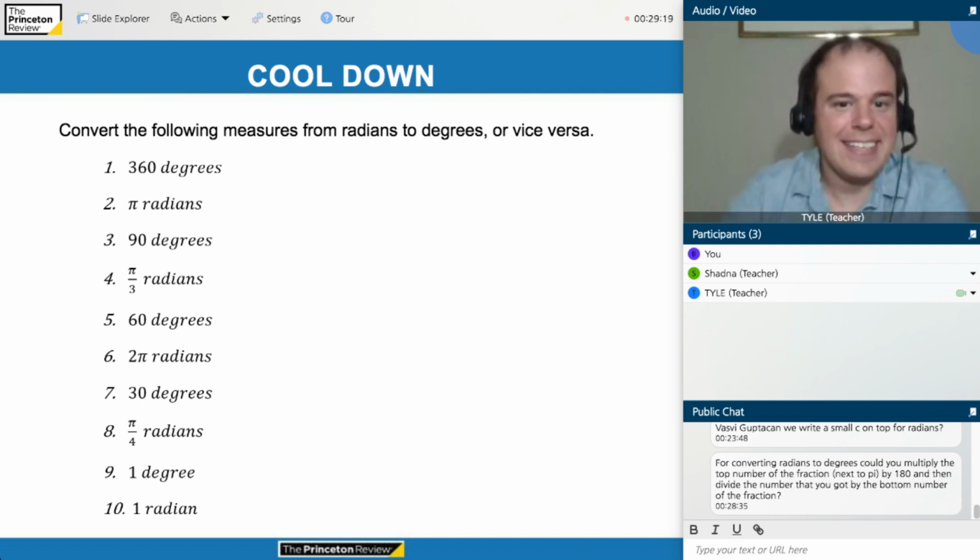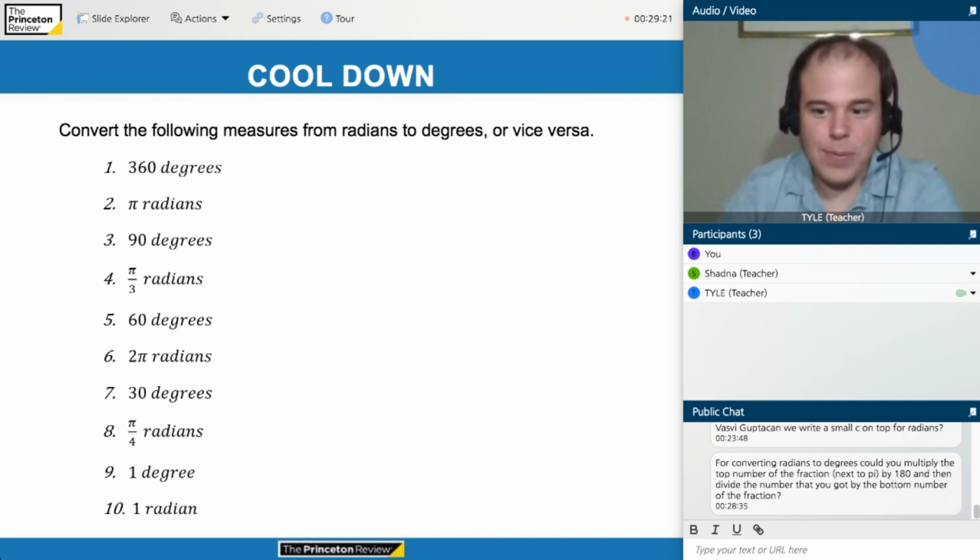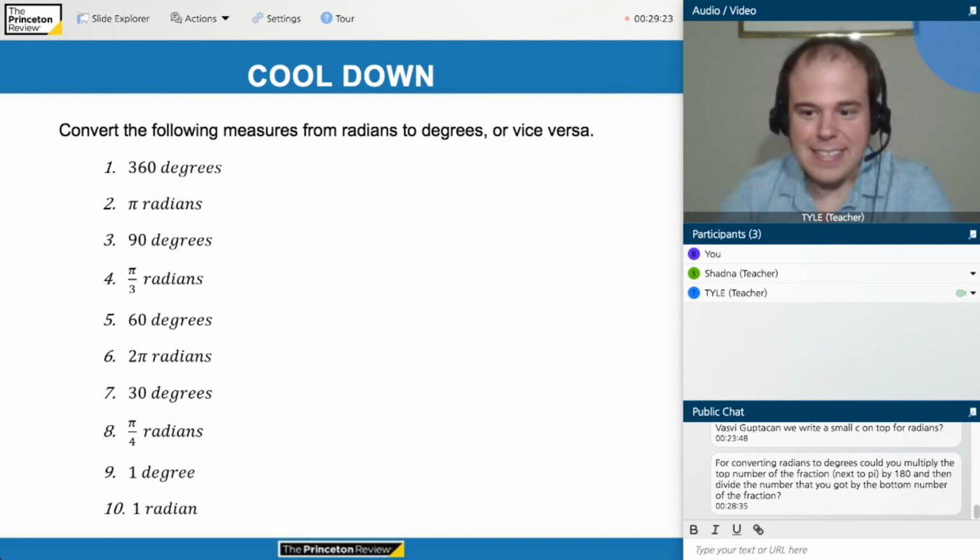All right. So I see that one of the questions that just came through in the chat was, so for converting radians to degrees, could we multiply the top number of the fraction, that is the number next to the pi, by 180, and then divide the number that that gives you by the number on the bottom of the fraction? Yes, that's a great question.